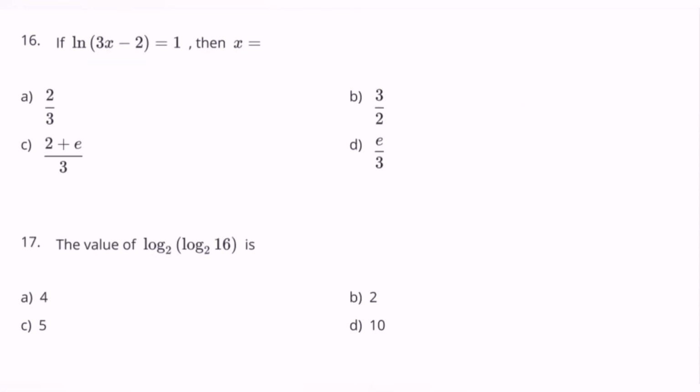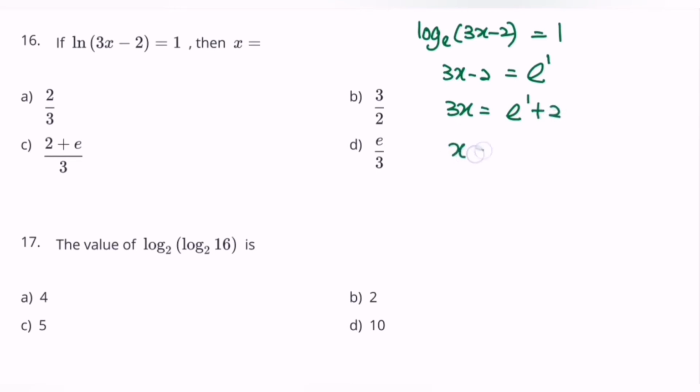For question 16, if ln bracket 3x minus 2 equals 1, then find the value of x. From the log form, we are advised to transform to index form, where we have log base e of bracket 3x minus 2 equals 1. We write the situation in index form: 3x minus 2 will be equal to e to the power of 1. Transfer the situation: 3x equals e to the power of 1 plus 2. Finally, x equals e to the power of 1 plus 2, over 3. So the final answer for question number 16 will be C.